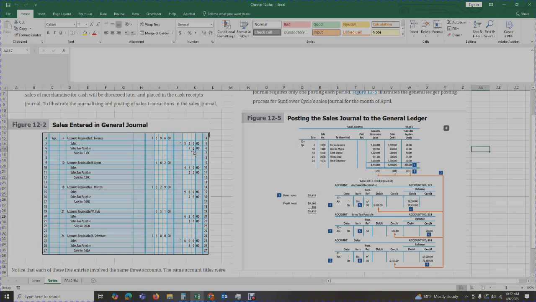Okay, so the entry whenever you have a sale on account will be the same. The only thing that will change is who you're making the sale for. So here we have Lorenzo, Myers, Walton, Katz, and Schwitzer. Okay, but the entries will always be the same. Okay, now if we were recording this in a regular process, you would have 1, 2, 3, 4, 5 separate entries to record these events that are happening during the month. Okay, now the sales journal facilitates that. Okay, it makes it a lot easier to keep the data organized and to record less entries.